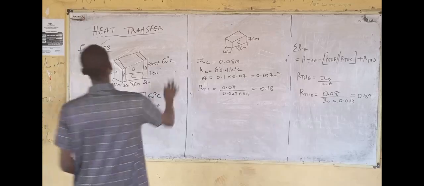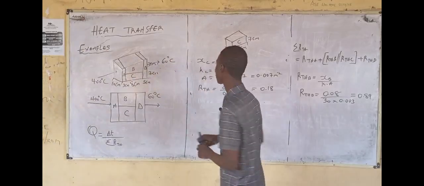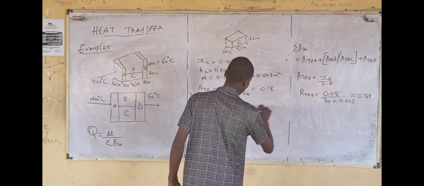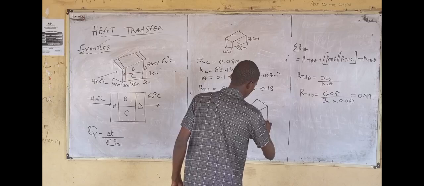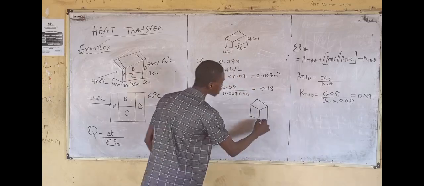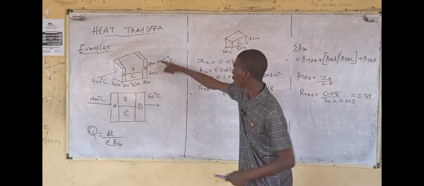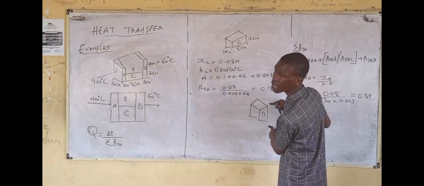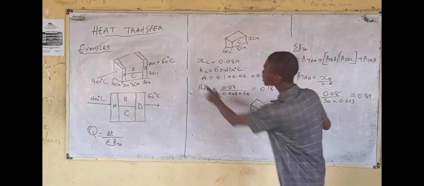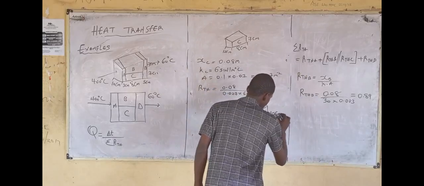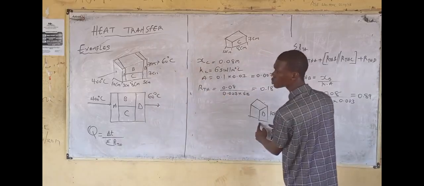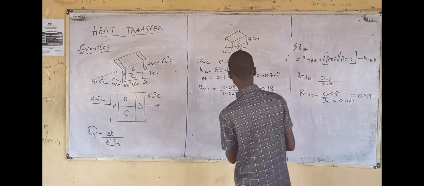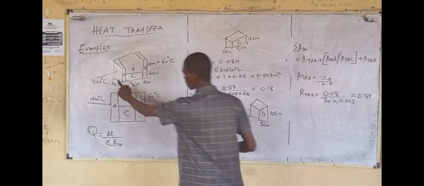For wall D, from this composite wall, bringing out wall D here, we have something like this. This is wall D. From here to here is what? 10, right? How do we get 10? 7 plus 3 will give us 10 centimeter. From here to here is what? 5 centimeter. From here to here is what? 10 centimeter.